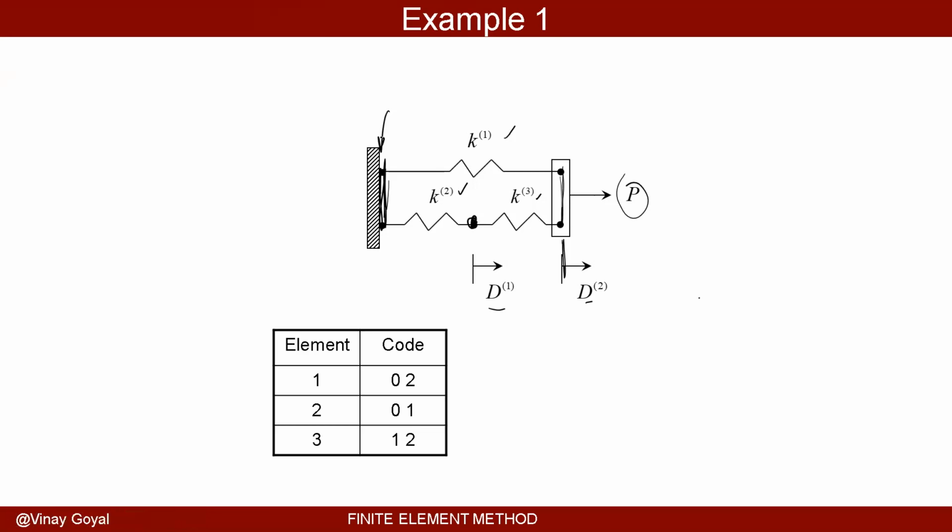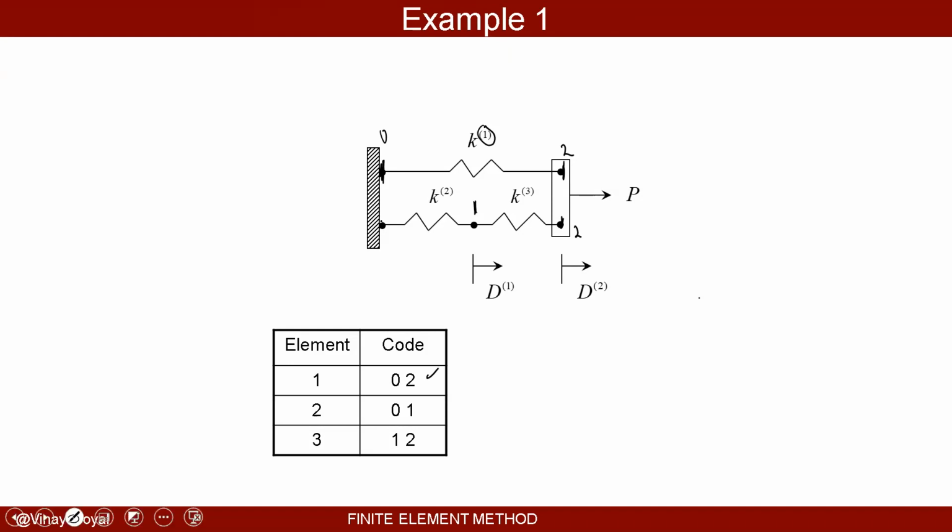So I can create the code number. Let me clean this up so you can see what we're saying. So for spring number 1, I can label things. So this is 0, this is 1, and this is 2 in terms of global degrees of freedom, because this deflection is the same as this one. So for element number 1, which is this one right here, you can see that's connecting 0 and 2. So that's what you see there.